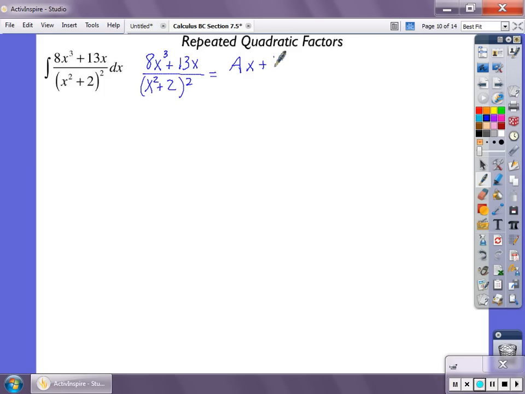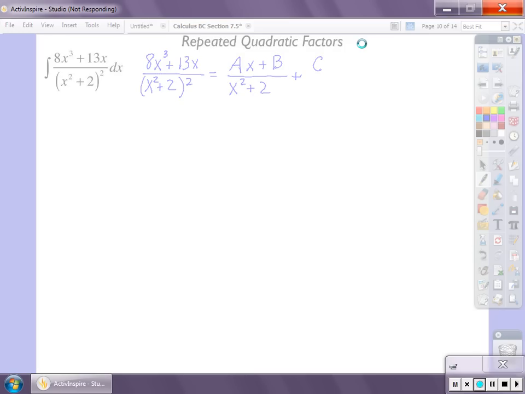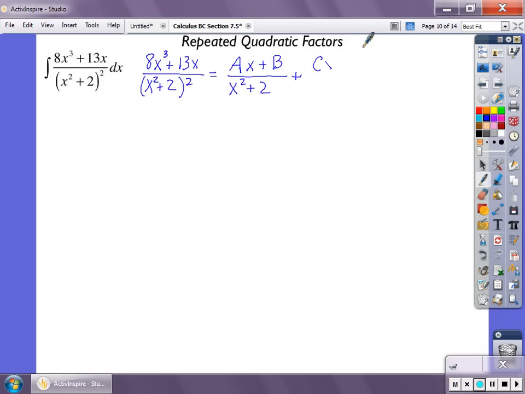over x squared plus 2 to the first power, and then we have to do plus cx plus d all over the x squared plus 2 raised to the second power. Now we're going to multiply by our least common denominator, x squared plus 2 raised to the second, to here, here, and there.